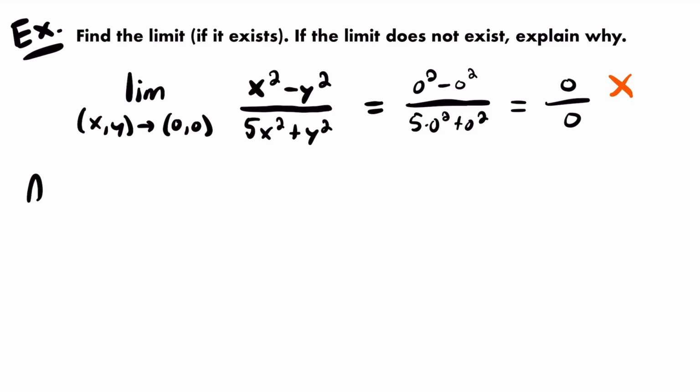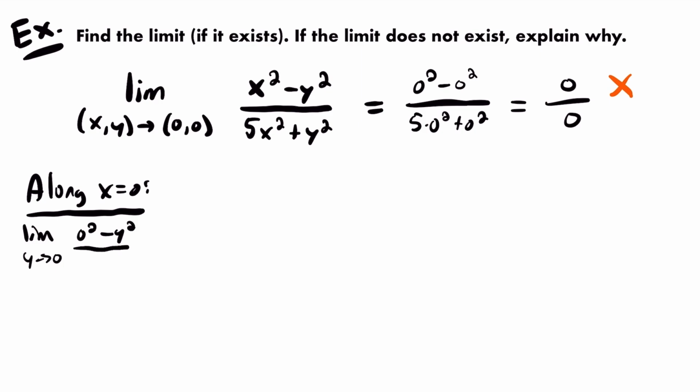So let's begin by looking along the path x equals 0. Let's set x equal to 0 for this limit. We're just going to have a limit in terms of y, so y will be approaching 0, and then replace all of the x's with 0. So we have 0 squared minus y squared divided by 5 times 0 squared plus y squared.